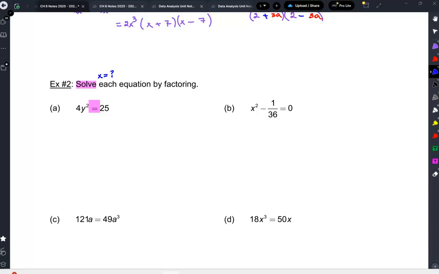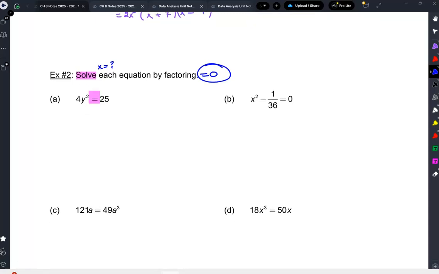You only do this if there is an equal sign. Okay? But to solve it, remember, we have to make it equal to 0. Like the first one has an equal sign, but it's not equal to 0. And if we're solving by factoring, we have to make it equal to 0. So I subtract the 25. 4y squared minus 25.